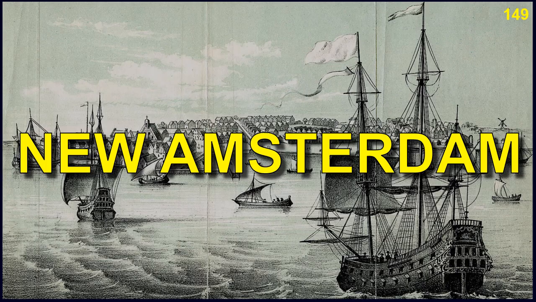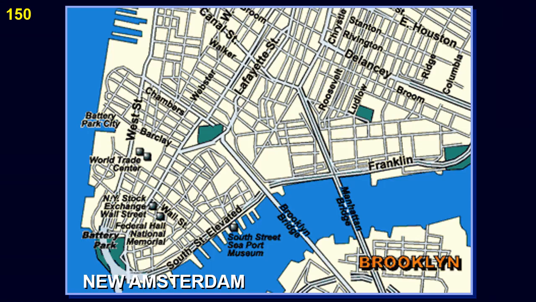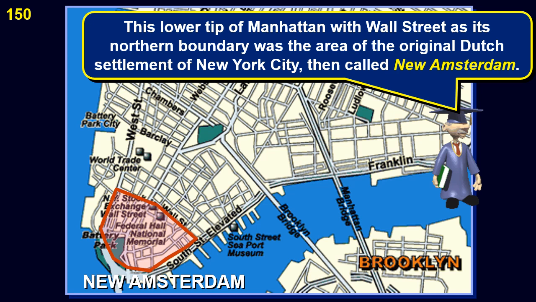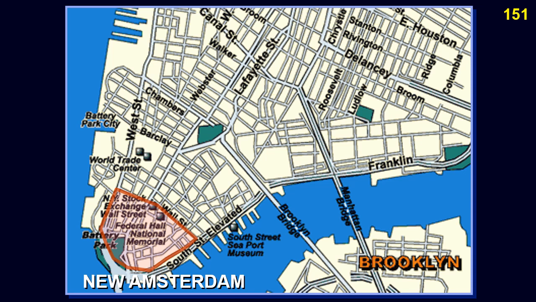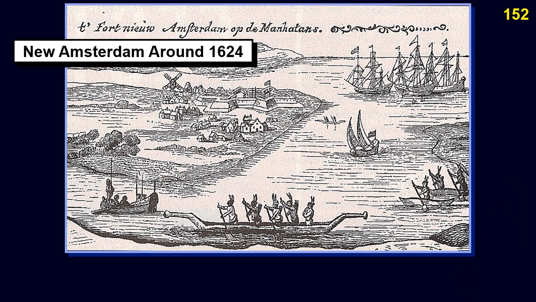Chapter 10. New Amsterdam. This lower tip of Manhattan with Wall Street as its northern boundary was the area of the original Dutch settlement of New York City, then called New Amsterdam. Note that this southern tip of the island has been increased in area since those days by landfills. The Dutch first settled here in 1624.